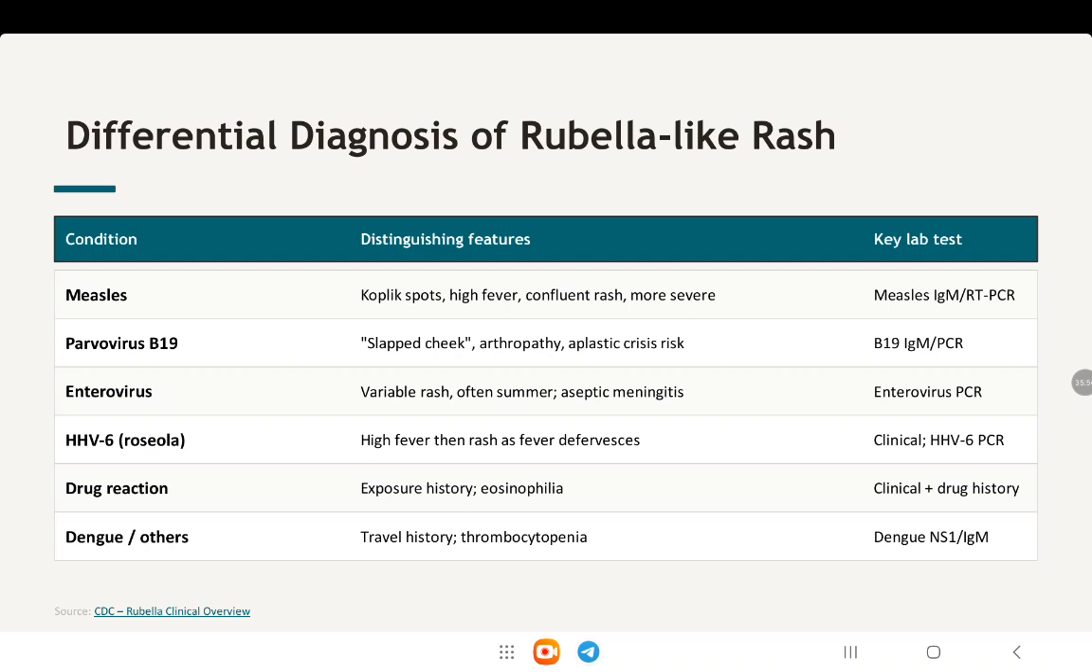Differential diagnosis of a rubella-like rash: it can be very difficult to differentiate rubella by the skin rash, because many viruses cause a rash on the skin, like measles, parvovirus B19, enterovirus, herpes type 6, drug reaction, dengue fever and others. All these cause rash, so it is very difficult to diagnose the patient clinically according to the rash. We need another laboratory test to confirm this infection.